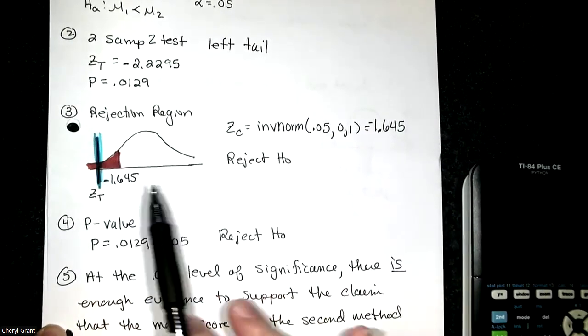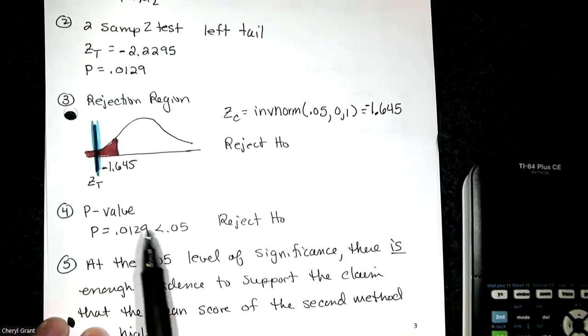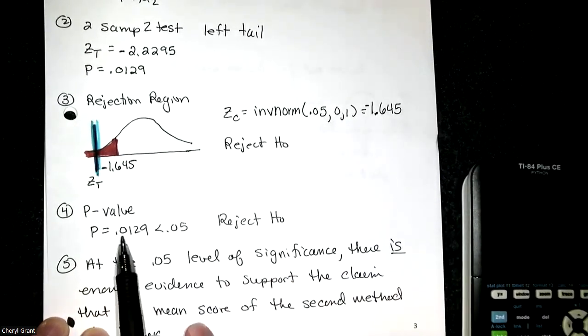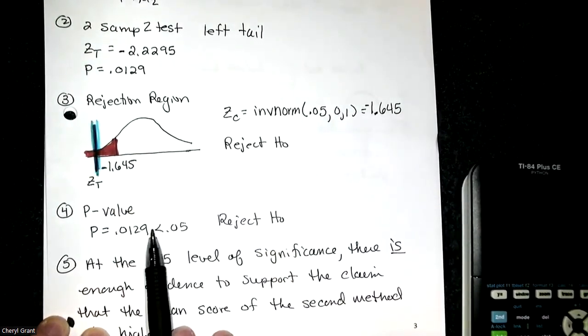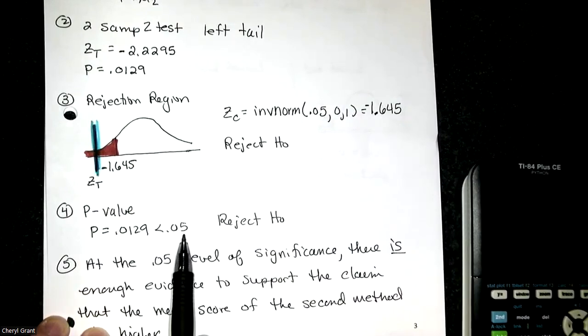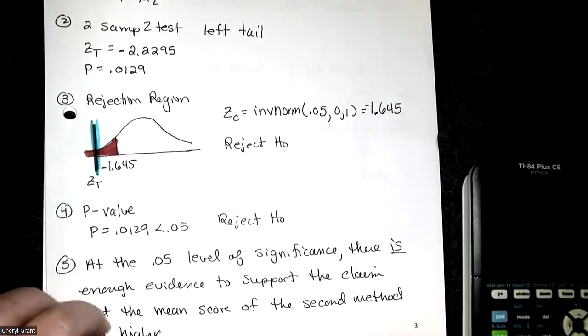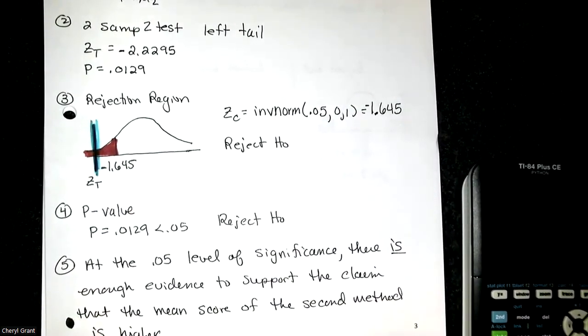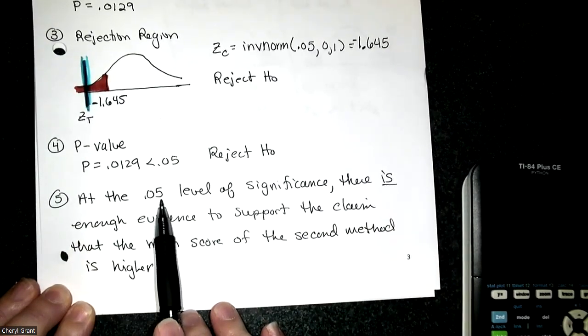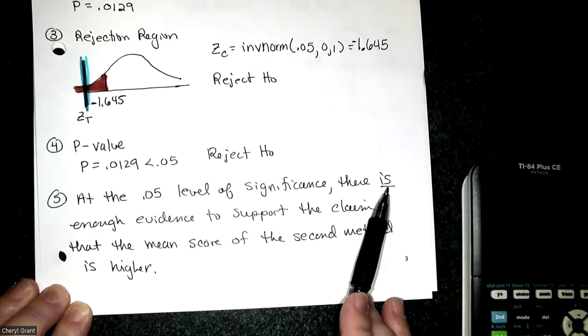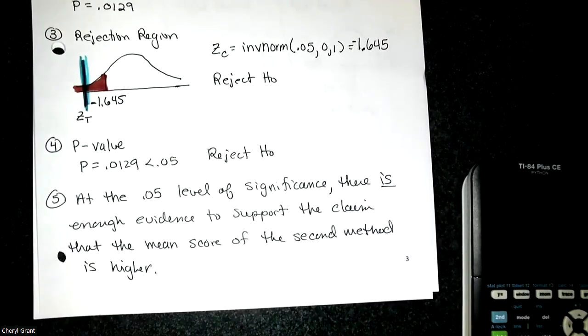Because it falls in that rejection region, we say reject the null. Then we check our p-value. Our p-value we got was 0.0129. And that's less than our alpha level, which was 0.05. And whenever it's less than, we say reject. So we know we're on the right track because they both came out the same. They should. And then we write our conclusion. At the 0.05 level of significance, there is enough evidence to support the claim that the mean score of the second method is higher.